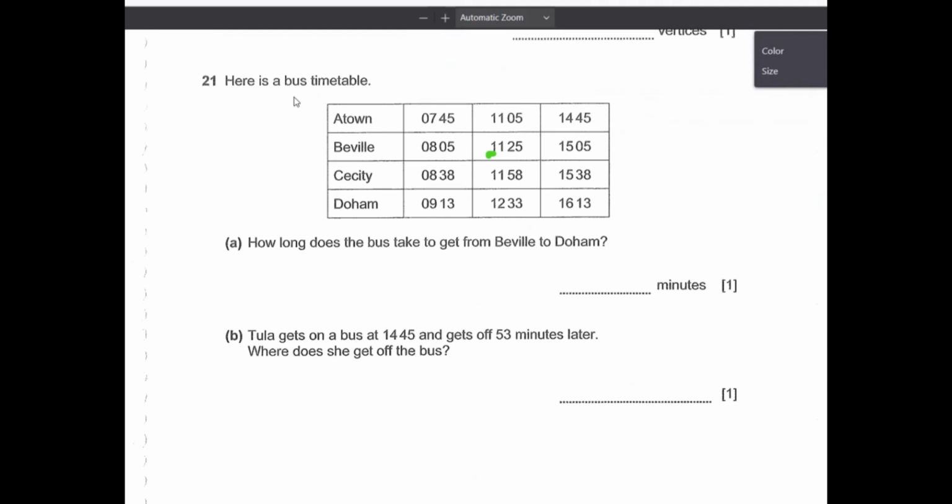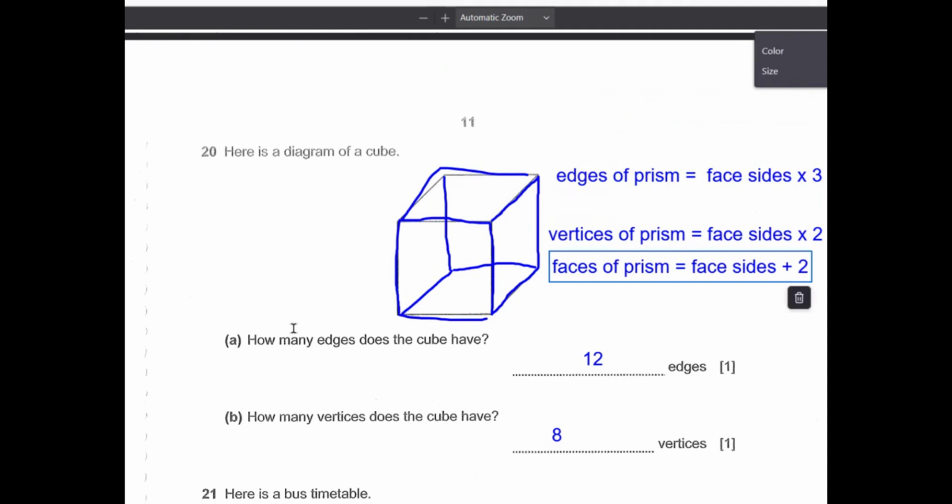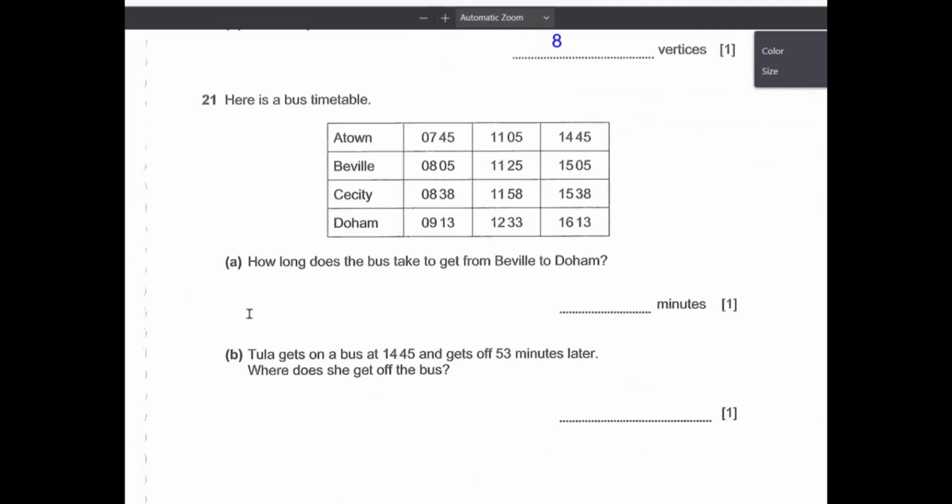Here is a bus timetable. How long does the bus take to get from Beverly to Dawn? This is Beverly, and this is Dawn. What you need to do is find the difference between the times. You can take any 2 times. It doesn't matter which one exactly.